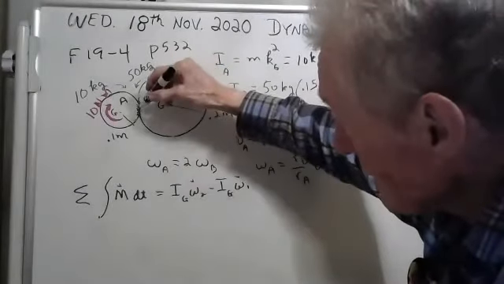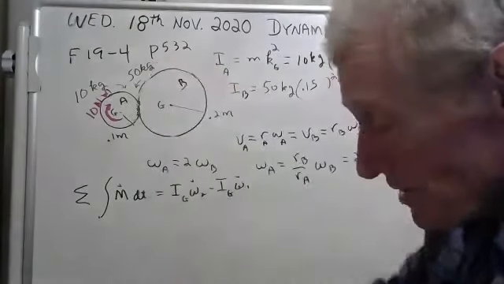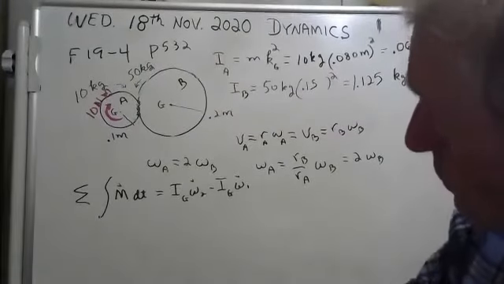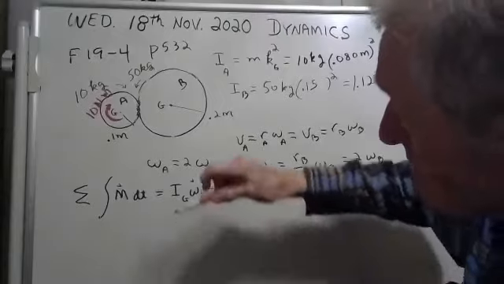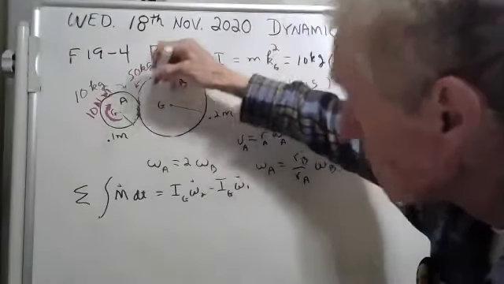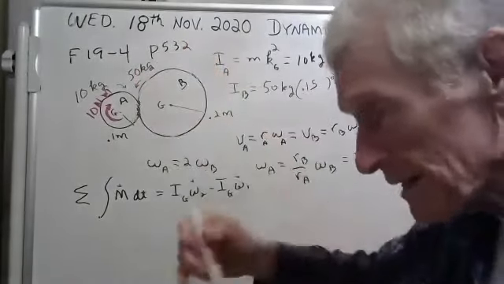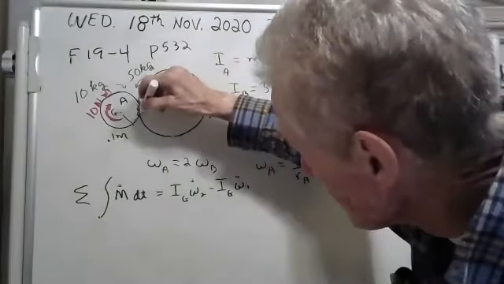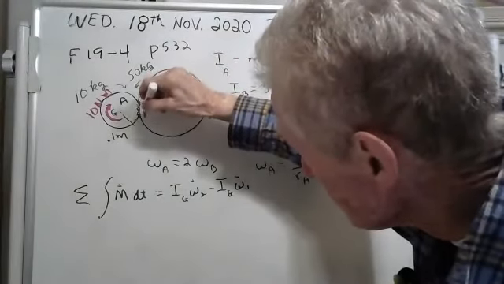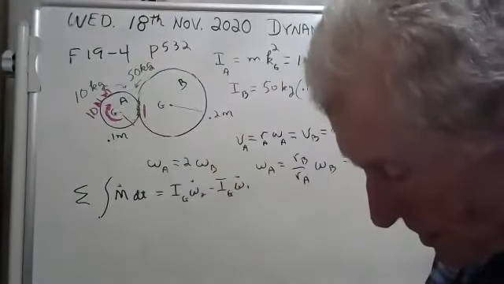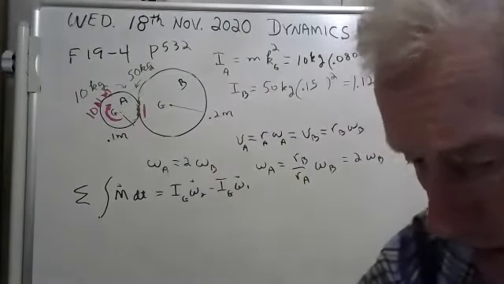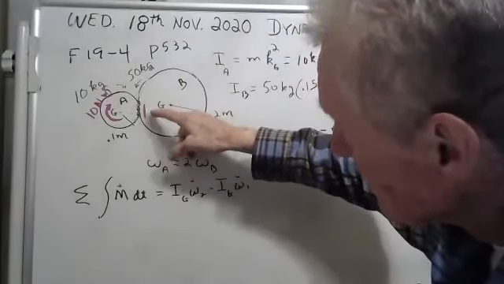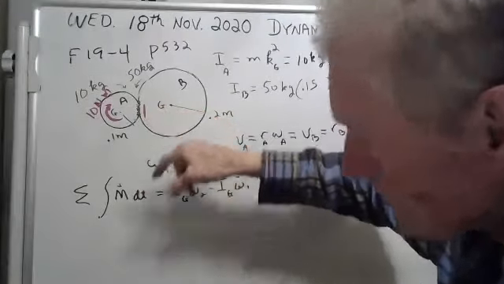But see, it's got teeth here, and those teeth are meshing with body B. And so there's going to be a force on A from body B, because when those teeth mesh like that, there's going to be a force. And the question is, is the force on body A going up, or is the force on body A going down?